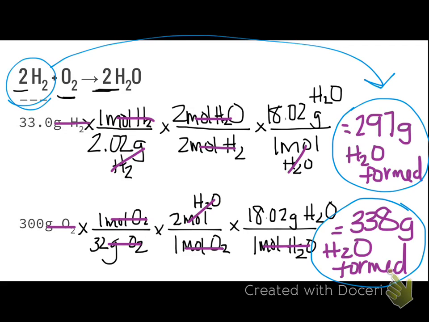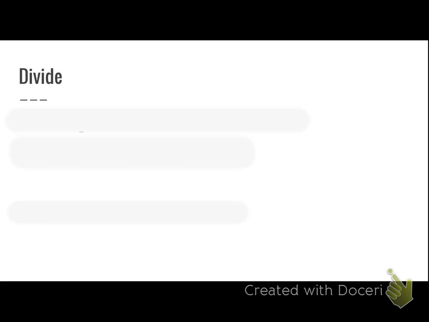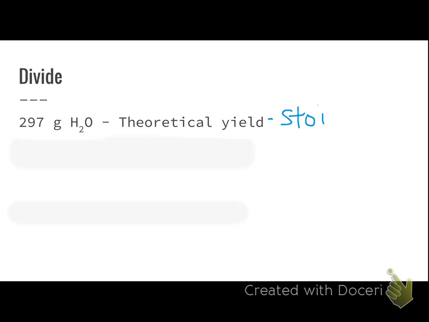So if you do these two equations, it already gets you to know how much product you have, which is what we want in the end, because now we know how much product we should have made, and then from the problem we know how much product we actually made. So now we know that we have 297 grams of water that got formed. So now's the actual math that we need to do here. So the 297 grams of water, that is our theoretical yield. That is what we should have got. That was from our stoichiometric relationship.